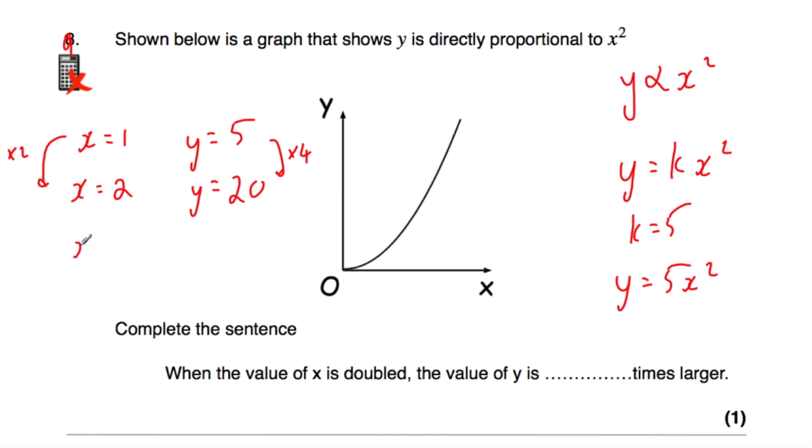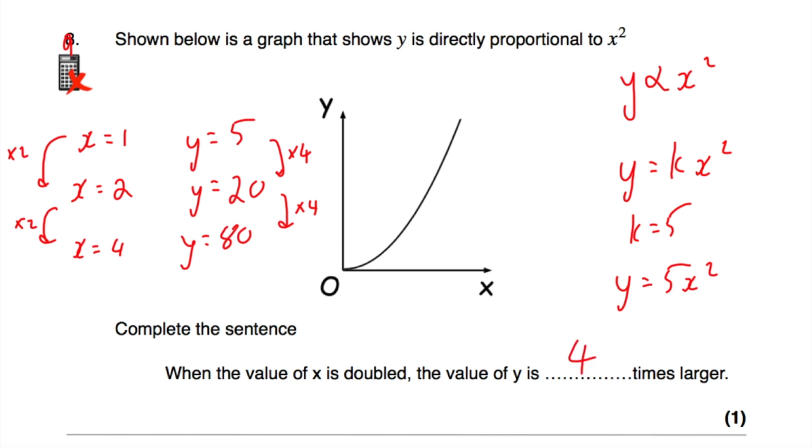And let's check that again. If we double x again, so instead of using 2, let's use 4. Does this become 4 times bigger? Do we get 80 here for our value of y? If x is equal to 4, 4 squared is equal to 16, times 5 is equal to 80. So it is 4 times bigger. So if you've got the relationship y is directly proportional to x squared, if you double the value of x, the value of y will be 4 times bigger. Here I just let k be equal to 5. You could do this again and let k be equal to 10 or 2, but you'll see no matter what, if you double the value of x, the value of y will be 4 times larger.